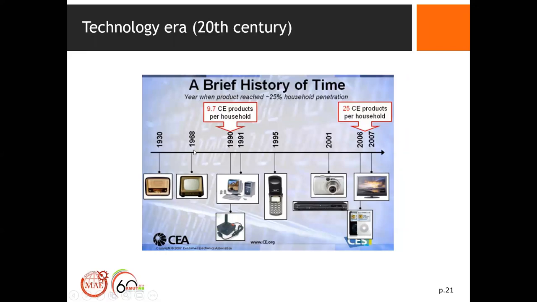But after that, in a shorter period of time, we go from the television to the mobile phone, to the digital camera, and to the iPad, iPod, and LCD screen. So again, the progression of the development grows exponentially.